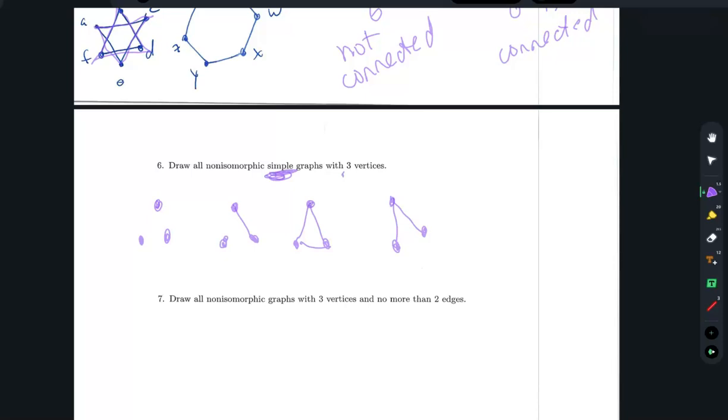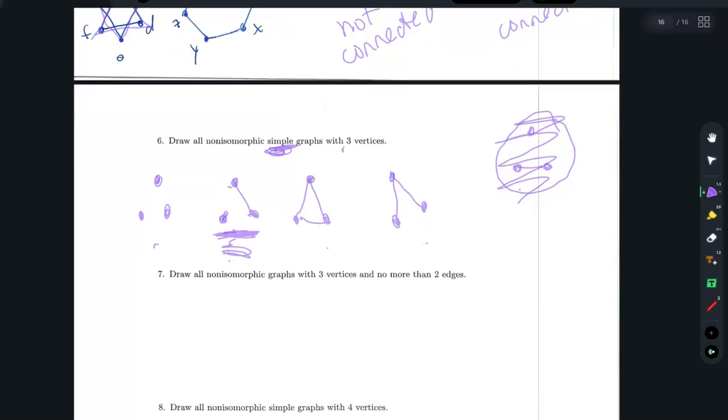Okay, so what I want to make sure you know is that since this is a graph, one of the 4 that I think are possibilities, that means that this graph would be isomorphic to this graph, right? Because they're the same, one line between 2 vertices, right? So this is not included. So these are the 4 unique simple graphs with 3 vertices.